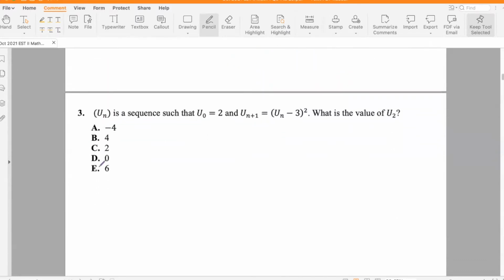U_n is a sequence such that U0 is 2 and U(n+1) is (U_n minus 3) the whole squared. What is U2? U1 will be (U0 minus 3) the whole squared. So that's (2 minus 3), which is minus 1, squared, 1. And U2 will be (U1 minus 3) whole squared. (1 minus 3), which is minus 2, squared is 4. So it's B.